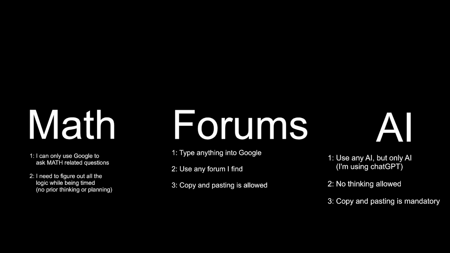And then for the AI, I can use any AI, but I'm going to be using ChatGPT. The key rule for using AI is no thinking aloud. I have to copy and paste the code that I'm given from AI, and I have to just throw it into Unity and see if it works. If it doesn't work, I have to go back to the AI and explain what happened, and hopefully it can fix it for me.